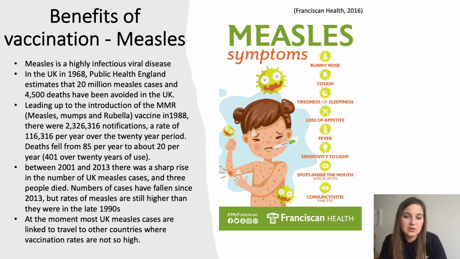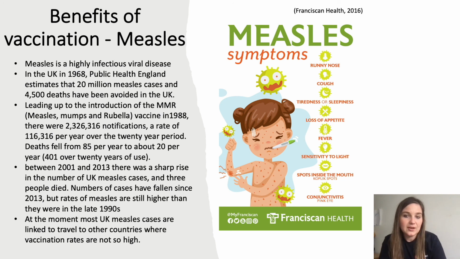Following the introduction of the single measles vaccine and leading up to the introduction of the MMR, which is the measles, mumps and rubella vaccine, in 1988, there were 2 million notifications, a rate of 100,000 per year over the 20-year period. Deaths fell from 85% to about 20 per year. However, between 2001 and 2013, there was a sharp rise in the number of UK measles cases, and 3 people died. The number of cases has fallen since 2013, but rates of measles are still higher than they were in the late 90s. The majority of measles cases have been in people who are not vaccinated, especially young people aged 15 and over who missed out on the MMR vaccination.